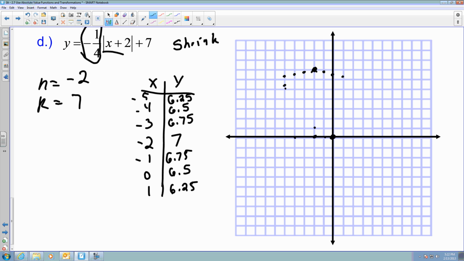So I would make my graph look something kind of like this. Okay? Has a vertical shrink. Makes sense with the -1/4. It's a negative value, so it's pointing downward. And I have the appropriate shift with the equation that it's given me.